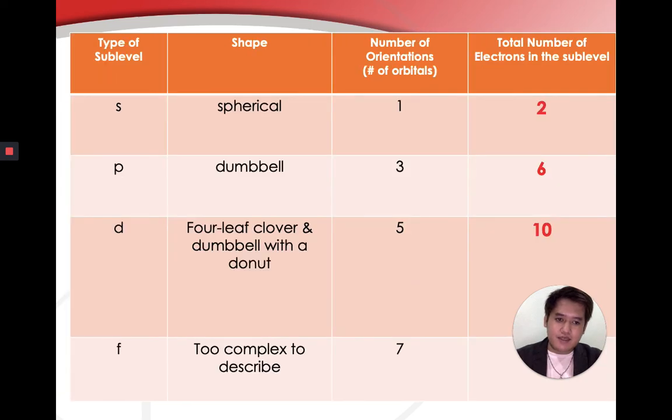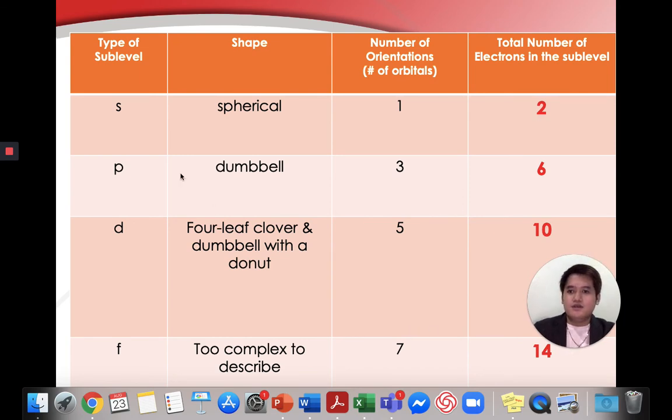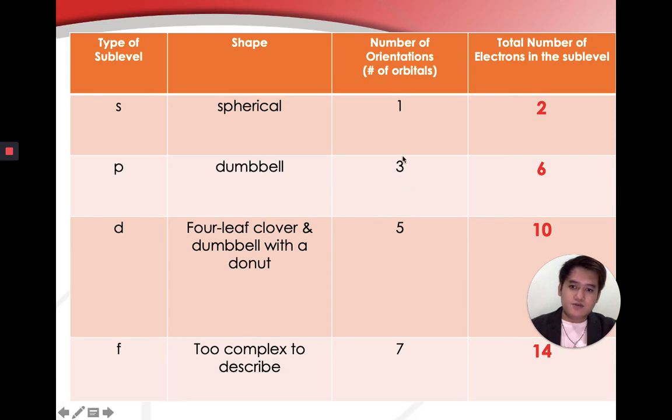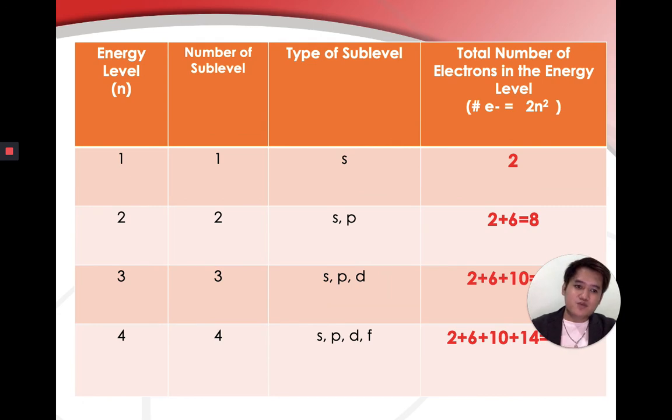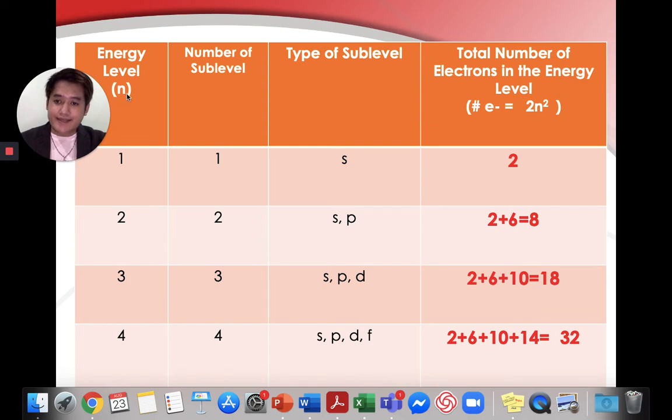Okay? And then you have this, right? So for the type of sublevel, you are given the shape, okay? And then you are given the number of orientations, which gives us the number of orbitals, okay? So 3, 5, we discussed this a while ago, and then the total number of electrons in the sublevel. So if you get the total, you have energy level N, and remember that we have this equation, so we can just use this equation to predict how many electrons there are.